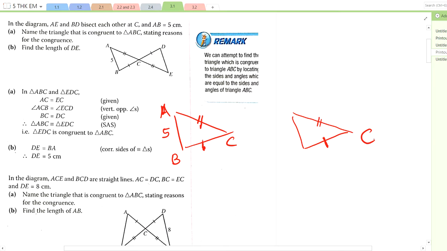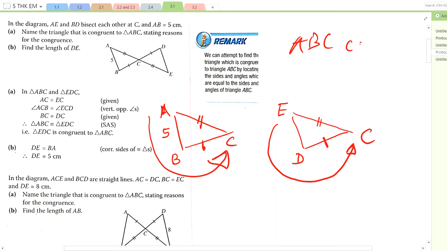Then can you fill in the other two blanks? What is at the top? What is it? E or D? E, okay. And the bottom must be D. Okay, so this is what we are trying to prove. I am trying to prove that triangle ABC is congruent to EDC. By drawing it this way, I don't have a fear of writing ABC congruent to ECD. This will be wrong because of the labeling.